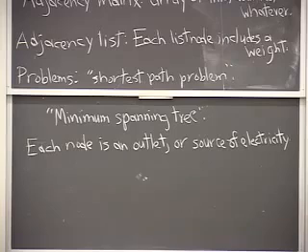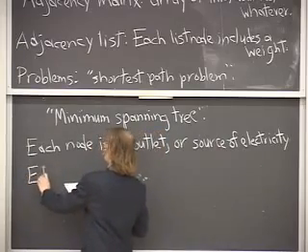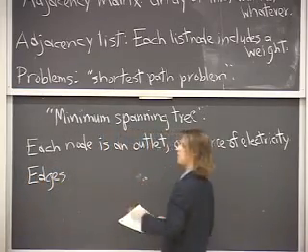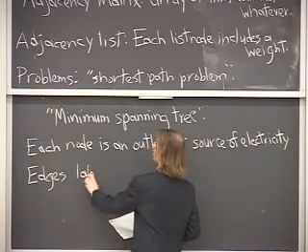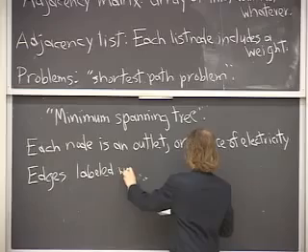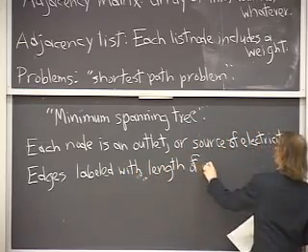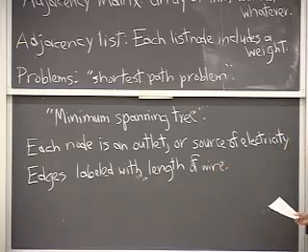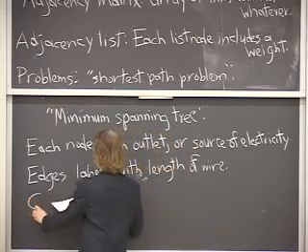And maybe what you'd like to do is wire them all together so that all the outlets are connected by some path to the source of electricity using the shortest length of wire possible. So you have a graph that connects these different nodes together, and the edges of the graph are labeled with the length of wire you would need to connect them together. And so our puzzle is, how do you connect all the nodes together with the shortest length of wire?